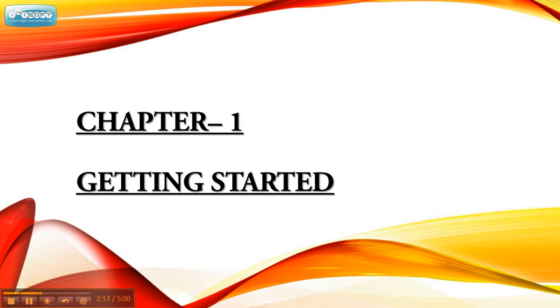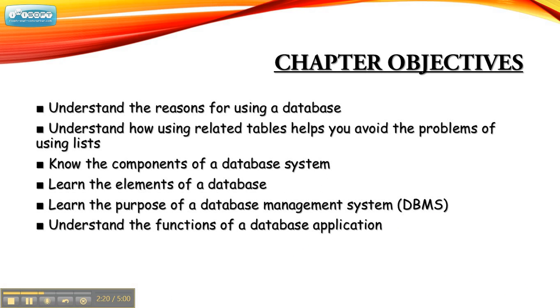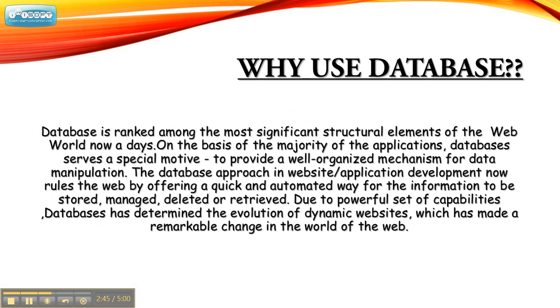Now let's have a look at chapter 1, that is, getting started. First of all, let's see what the objectives of the chapter are. They are to understand the reasons for using a database, understand how using related tables helps you avoid the problems of using lists, know the components of a database system, learn the elements of a database, learn the purpose of a database management system, and understand the functions of a database application. In the next slides we will look over all these objectives.